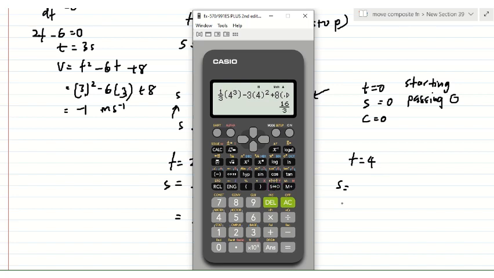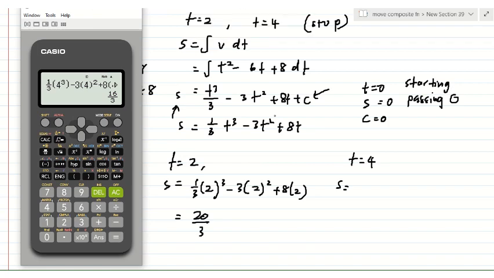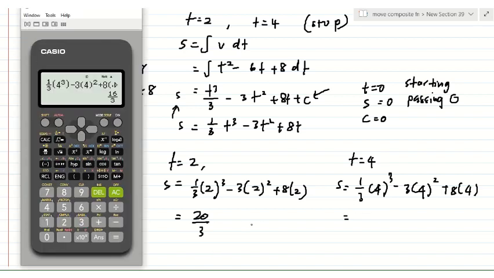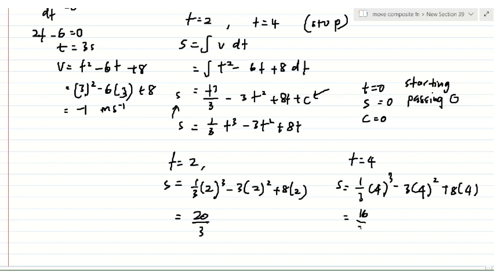Okay, 16 over 3. We put in the formula 1 over 3 times 4 cubed minus 3 times 4 squared plus 8 times 4, equal to 16 over 3. Okay, so this is the position of P and R.